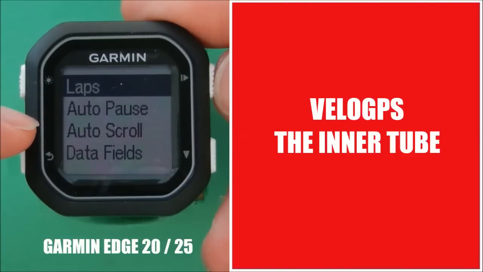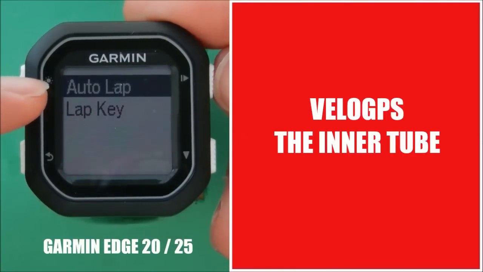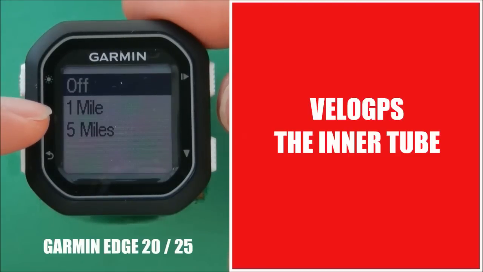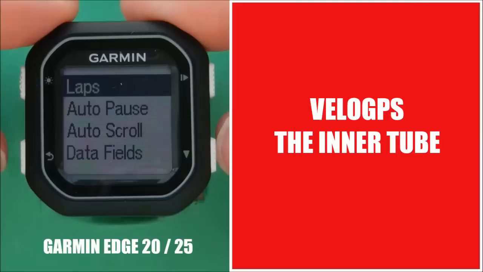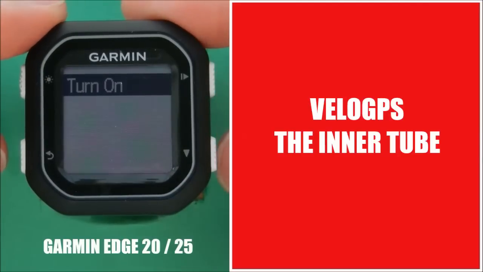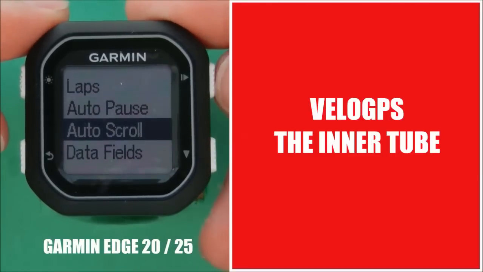So we have laps at the top. So this just selects from the auto lap option whether the device automatically records a lap after 1 mile, 5 miles, or whether you have that setting off. So we have it turned off at the moment. We have auto pause, which you can turn on or off. So auto pause will pause the device when you stop at a junction and automatically restart it when you start moving again. And then finally we have auto scroll.